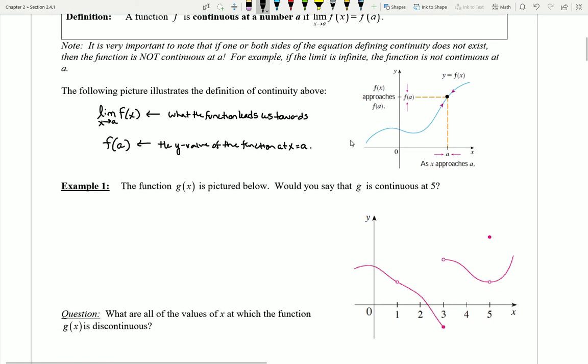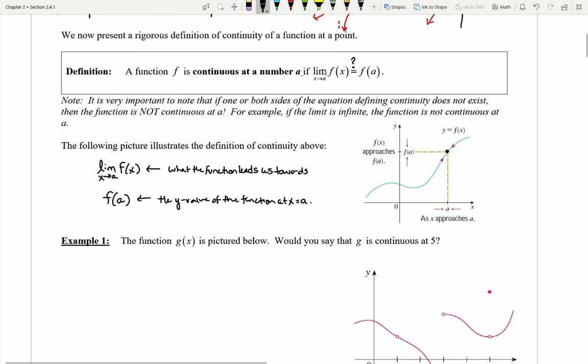So if you take a look down here at example number 1, we can start to see really quickly how we would answer a question like this. So let's take a look. Would you say that the function g, pictured here below, is continuous at the x value of 5? Notice what that means I would have to check. I would need to check the limit of the function as I go towards 5 and the y value of the function as I go towards 5.